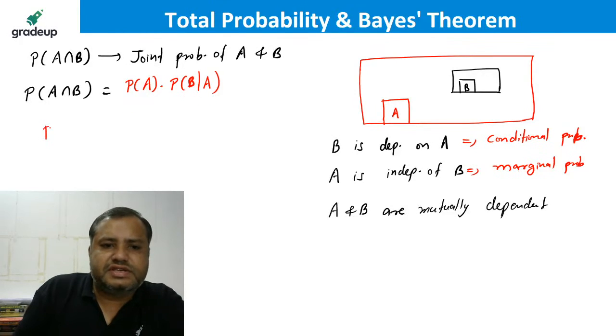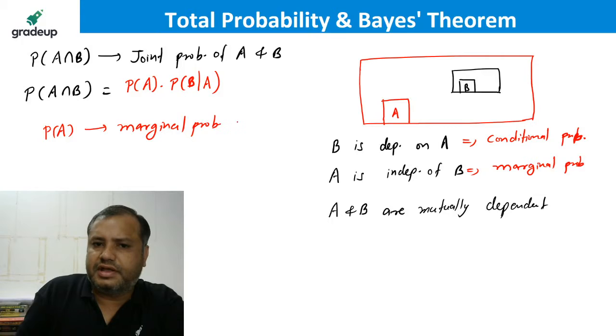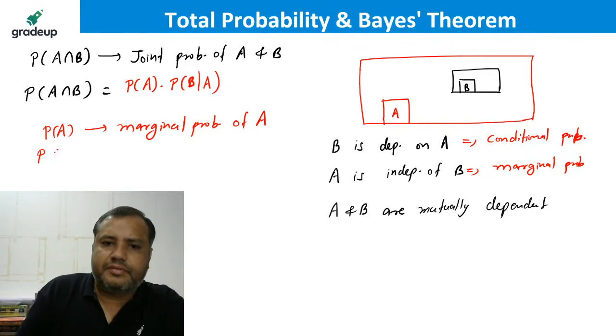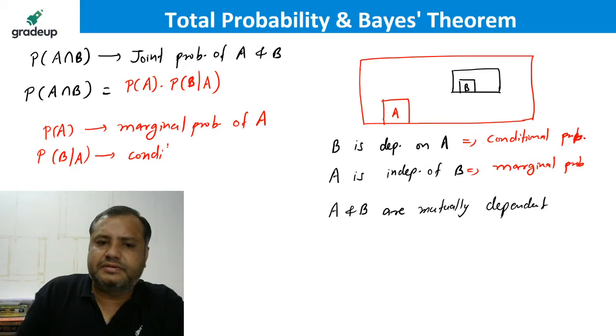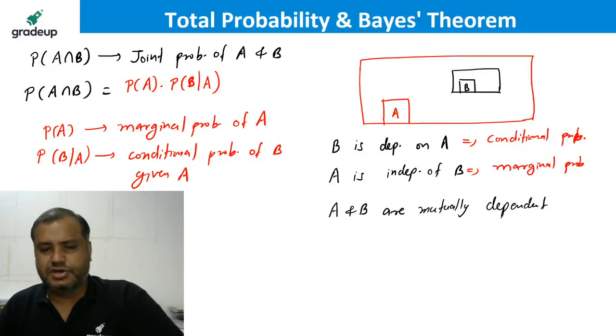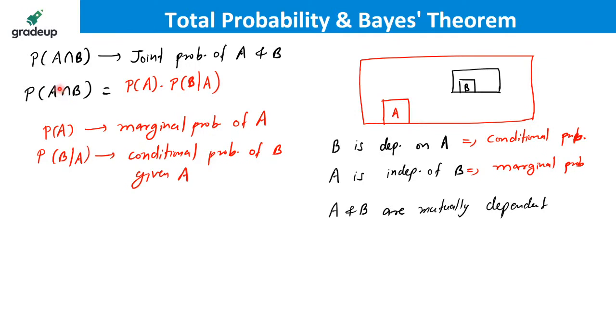So here P of A is the marginal probability of A, and P of B given A is the conditional probability of B given A. Can we say that this joint probability is equal to marginal into conditional? Yes. I am abbreviating this so that you can easily remember it. Joint probability is equal to marginal into conditional.